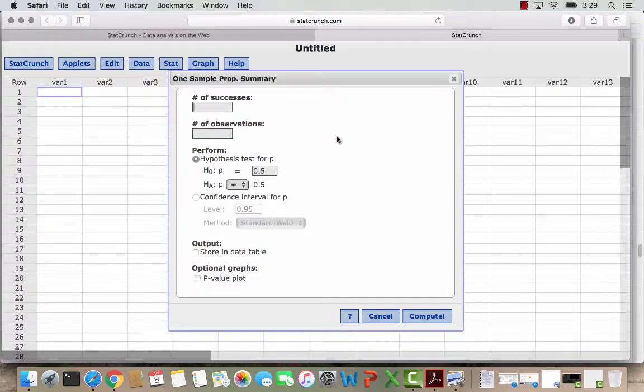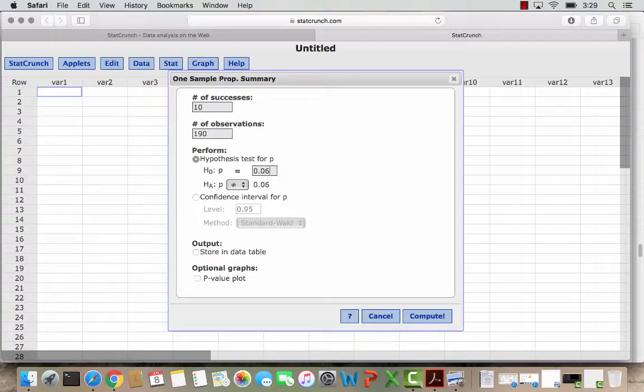So a success is just what we're counting. There's nothing actually successful about a gun crime. So that 10 here corresponds with the gun crime or weapons offenses. And then our observations is the total cases they looked at. And the value that we're comparing our hypothesis to is 6%.